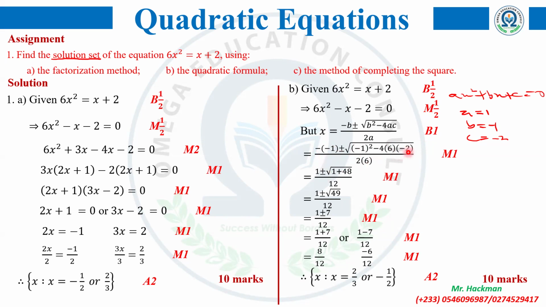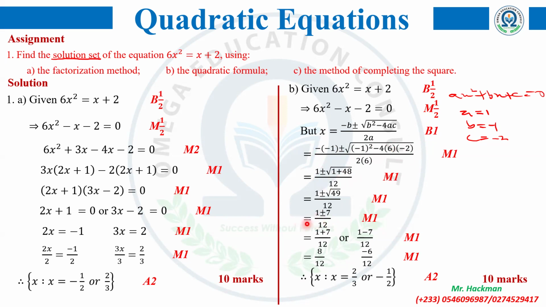Then now you go and simplify. Minus 1 times minus 1 will give you 1. Plus or minus root of 1 squared will give you 1. Then if you multiply this, you get 48. So you are going to get 1 plus or minus root of 1 plus 48, which will give you 49. So root of 49 over 12. You can see the marks there, so I won't talk much about it.